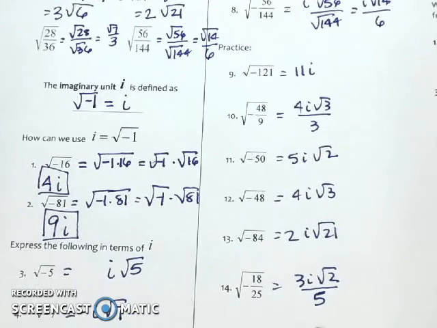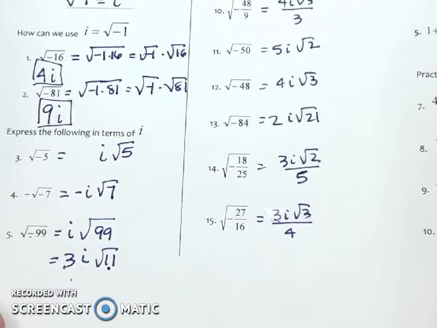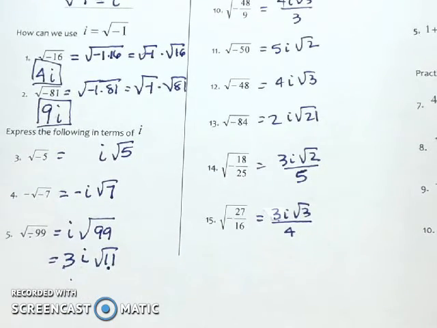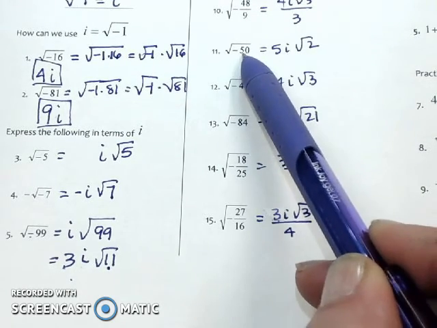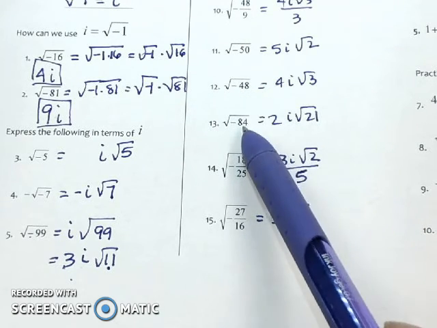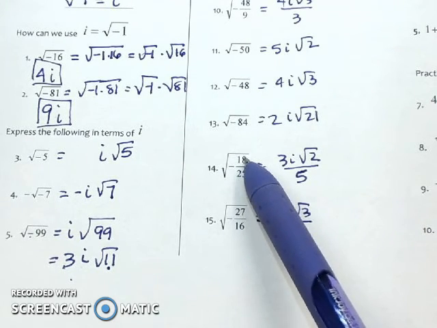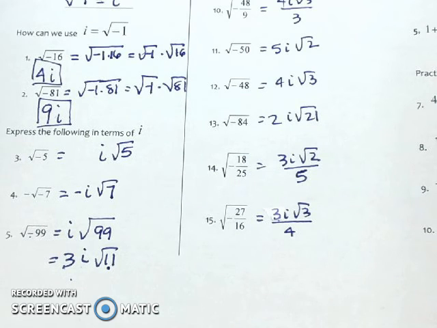So check these answers. You probably have them right. If you didn't, go back and look and see maybe what you messed up. But use your calculator. Take the imaginary part out and then put like the square root of 50 in your calculator. The square root of 48. The square root of 84. The square root of 18 over the square root of 25. Put it in your calculator, let it give you an answer. That's it.